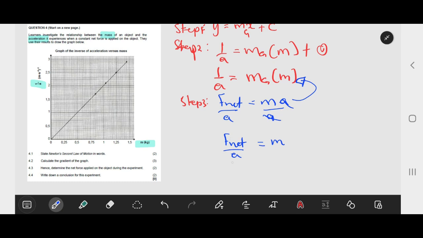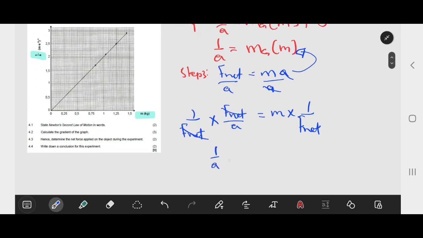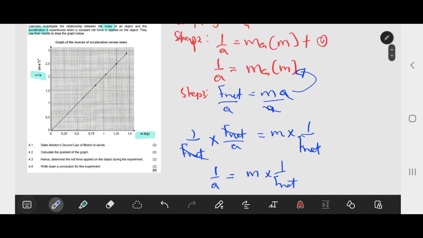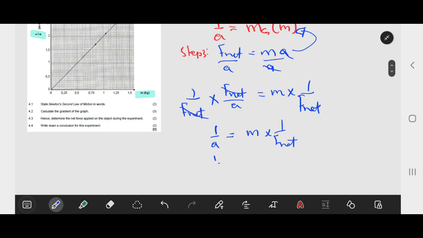But we want 1 over a to remain the subject of the formula, so we can multiply by 1 over F net on both sides. That would cancel, and we have 1 over a being equal to the mass of the object multiplied by 1 over F net. But as you can see in step number 2, we have mass at the end, so we write this equation in such a way that we have mass at the end.